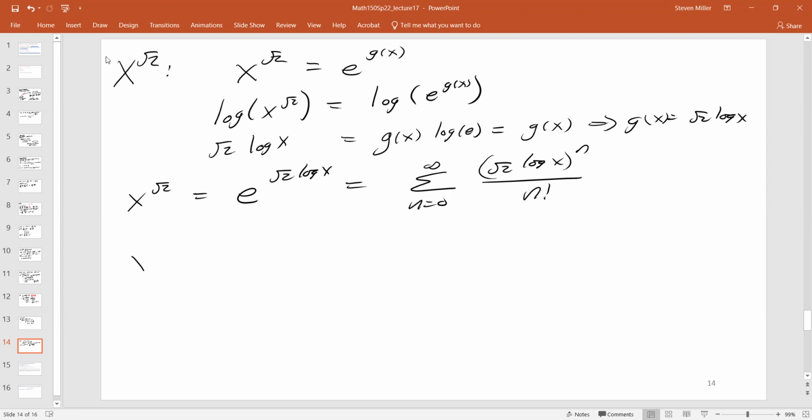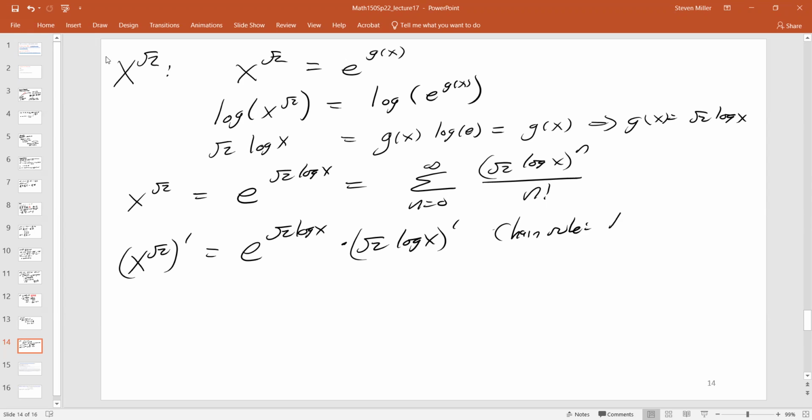Now, if I want to take the derivative of x to the root 2, it's the chain rule. So by the chain rule, it's going to be e to the root 2 log of x times the derivative of root 2 log x. Chain rule, the derivative of a of b of x is just a prime at b of x times b prime of x. Okay, e to the root 2 log x, that's just x to the root 2.